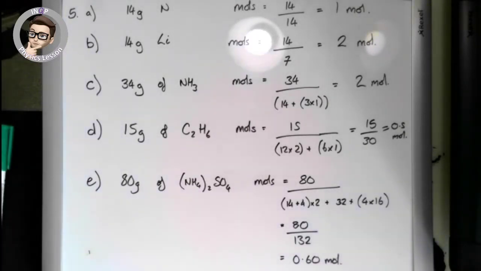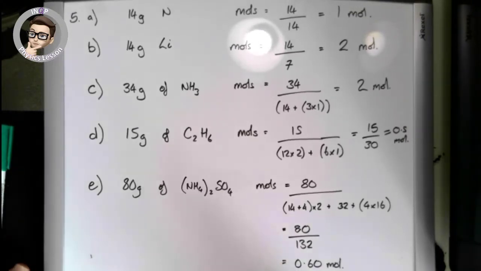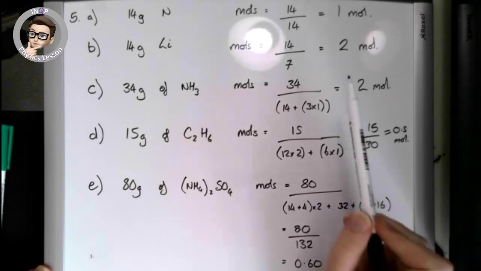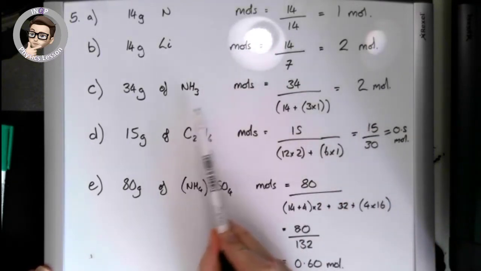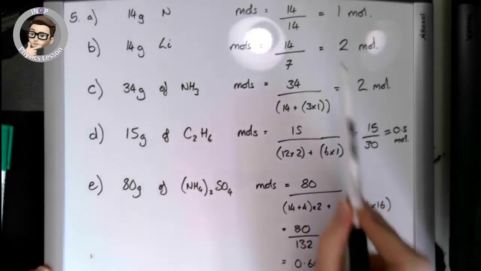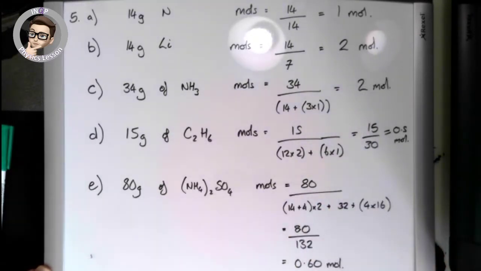Okay, hopefully you managed to get all 5 of those correct and you're able to now calculate the number of moles. Remember, moles is just a number, and in fact, in this case, we would have the same number of lithium atoms as we would have NH3 molecules, because they are both 2 moles of that substance.